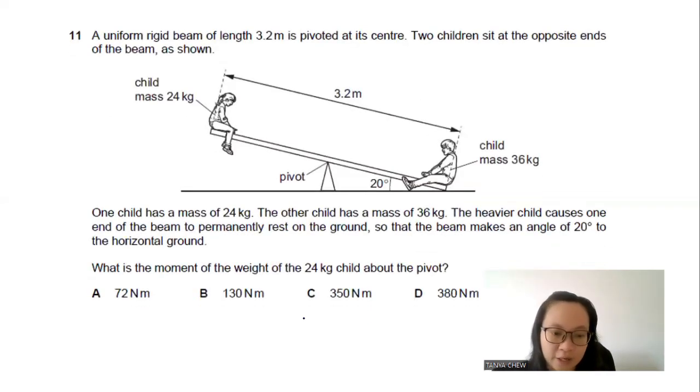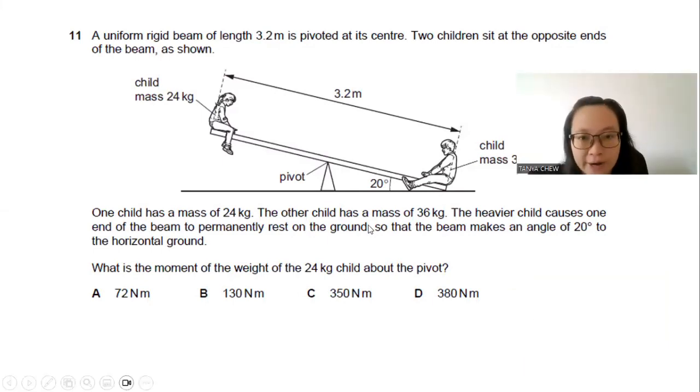Question number 11. A uniform rigid beam of length 3.2 meters is pivoted at its center. Two children sit at the opposite ends of the beam as shown. One child has a mass of 24 kilograms and the other child has a mass of 36 kilograms. The heavier child causes one end of the beam to permanently rest on the ground so that the beam makes an angle of 20 degrees to the horizontal ground. What is the moment of the weight of the 24 kilogram child about the pivot?